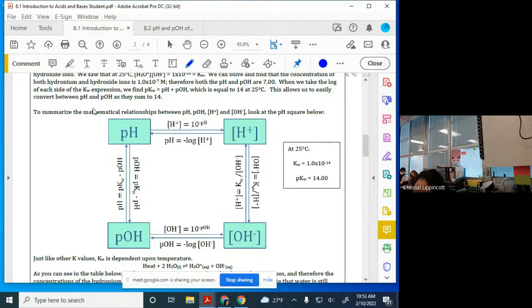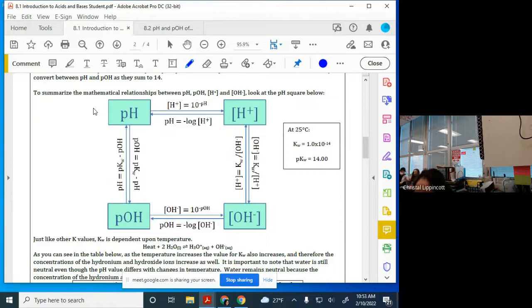So in summary, if you know the pH, you can figure out your H+ concentration and vice versa. If you know your pH, you can figure out your pOH, because all you have to do is subtract from 14. If you know your pOH, then you can take 10 to the negative pOH, and that'll give you your OH concentration.